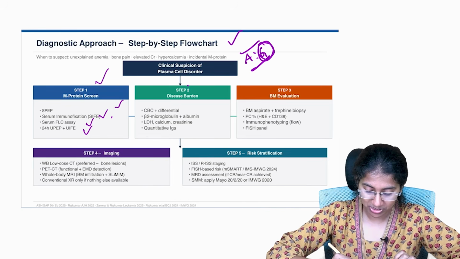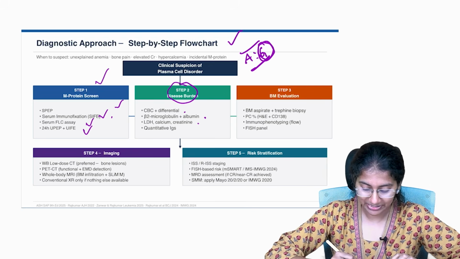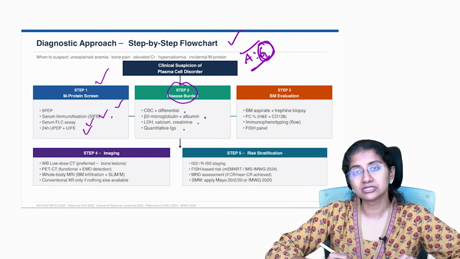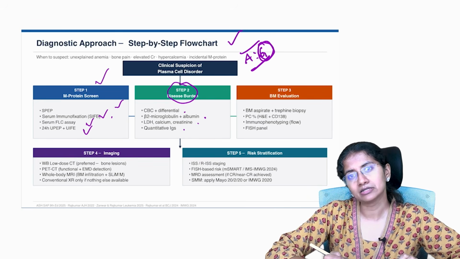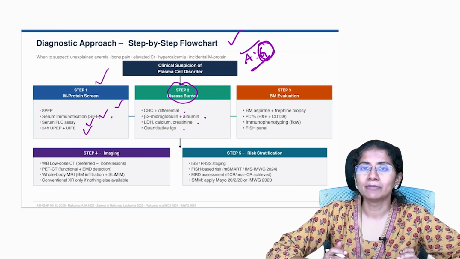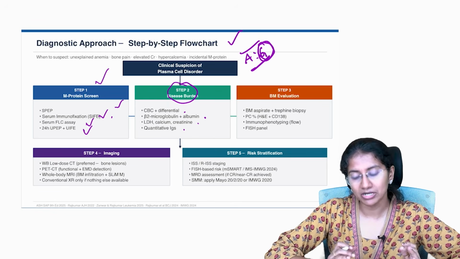Step 2 is to know the disease burden. So do a CBC plus differentials, beta 2 microglobulin and albumin levels, LDH, calcium, creatinine, and quantitative immunoglobulins. So CBC and differential, if there is anemia and along with it there is leukopenia or thrombocytopenia, that means the marrow has been replaced by plasma cells and it is suppressing the normal hematopoiesis.